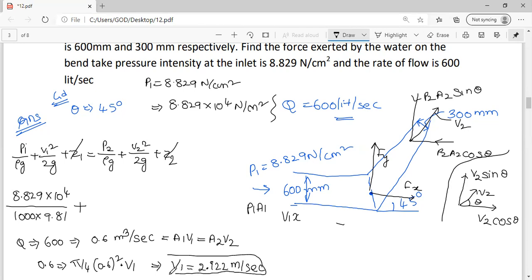Similarly, I can calculate V2. Q equals A2 V2. So A2 is pi by 4 into, what is the diameter? Diameter at exit is given as 300 millimeters. That means 0.3 whole square into V2, which comes out to be 0.6. From this we can write the V2 value.